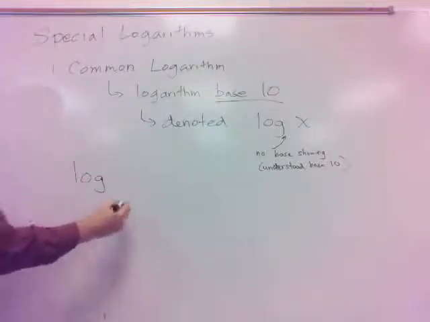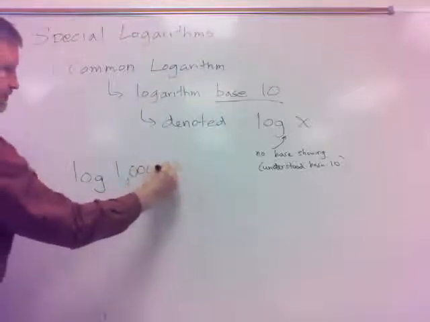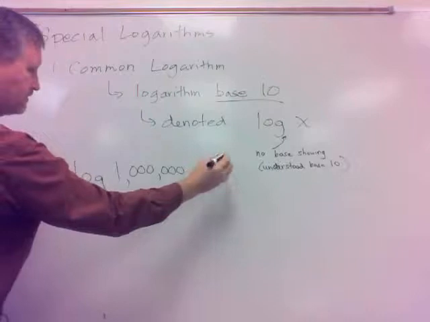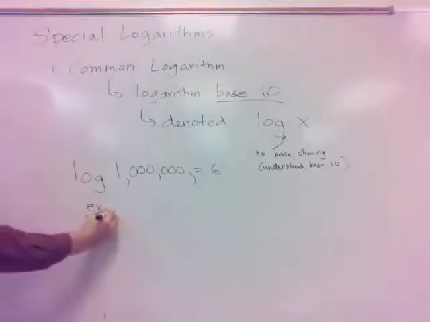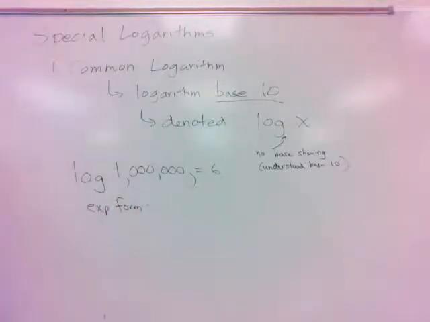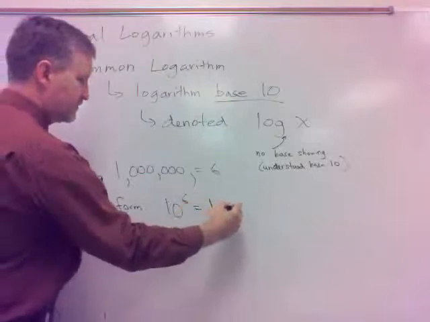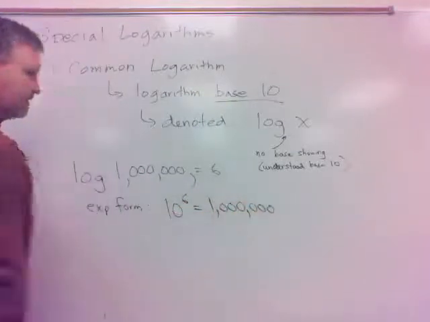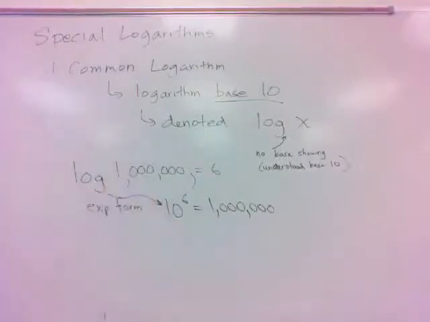So if I have log of 1 million equals 6, and it asked me to convert that to exponential form. Well, exponential form, you need to start with a base. Well, there's not a base. Can I just choose any base? No. With log, it's base 10. So this is 10 to the 6 equals 1 million. That's what we're saying. This base is 10. Okay?